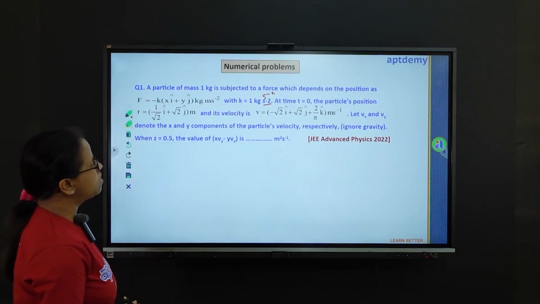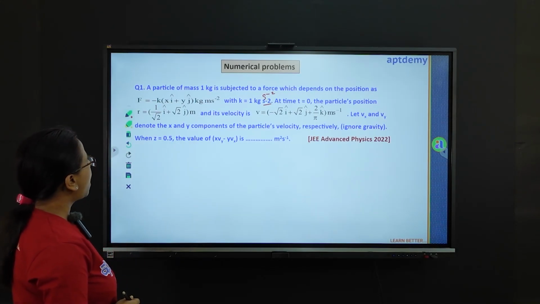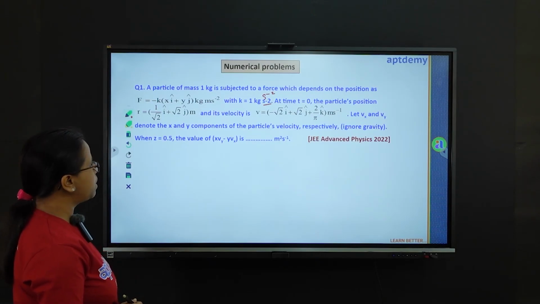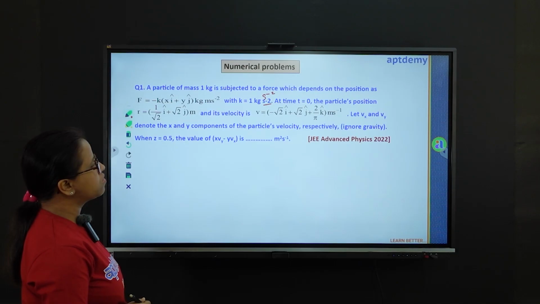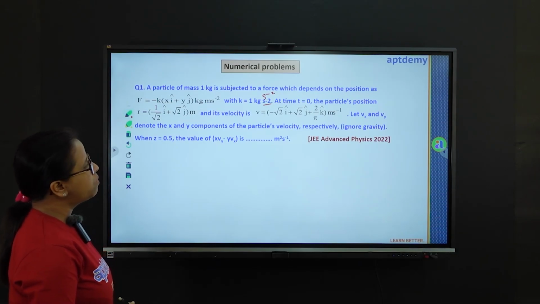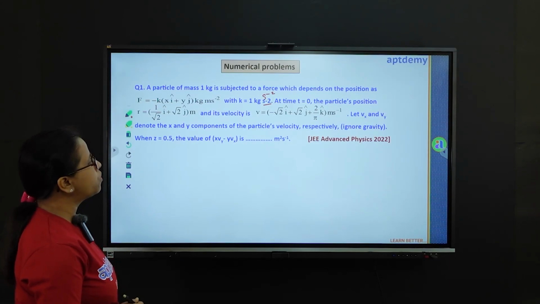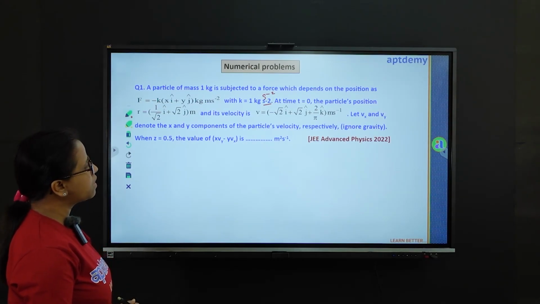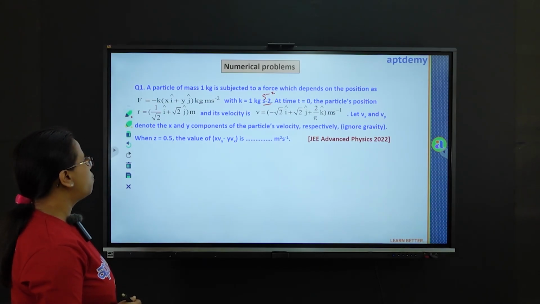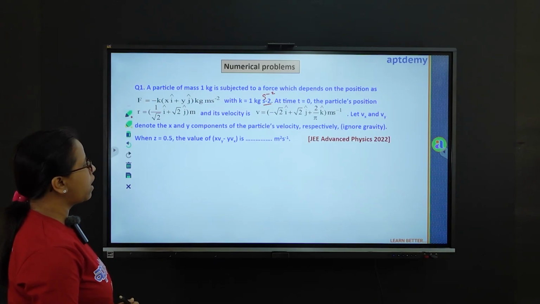At time t equals 0, the particle's position is r equals 1 by root 2 i cap plus root 2 j cap in meters, and its velocity is v equals minus root 2 i cap plus root 2 j cap plus 2 by pi k cap in meter per second. Let Vx and Vy denote the x and y components of the particle's velocity respectively. Ignoring gravity, when z equals 0.5, the value of x Vy minus y Vx is.